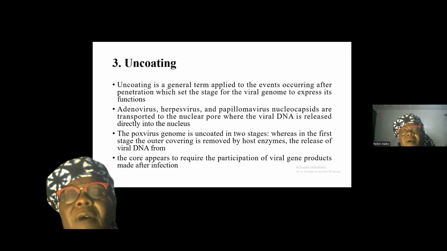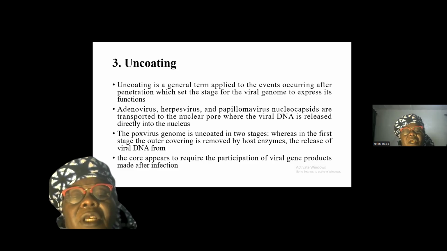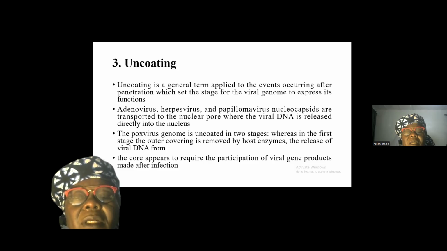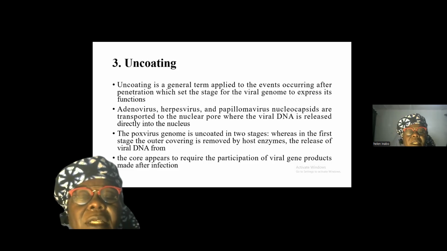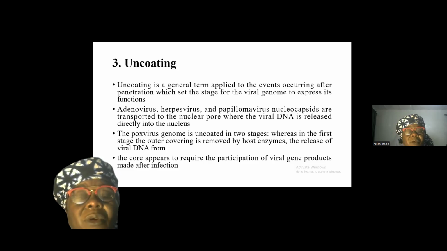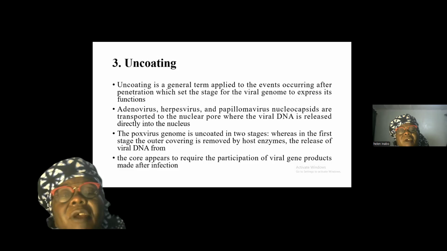The pox virus genome is uncoated in 2 stages. In the first stage, the outer covering is removed by host enzymes. The second stage is the release of viral DNA from the core, which appears to require the participation of viral gene products made after infection.